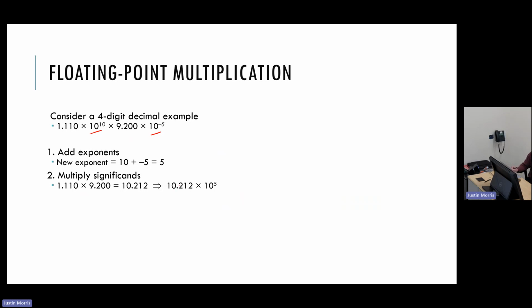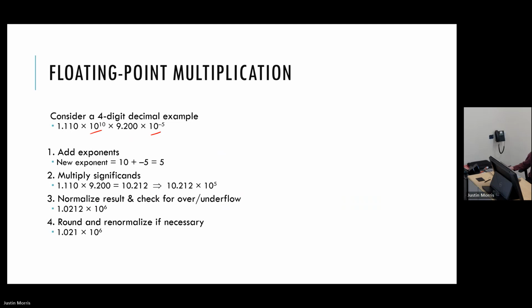So I would do this multiplied by that. I get 10.212 times 10 to the 5. Next step is, so in this case, what do I need to do? Normalize, and increase the exponent. And then if we want to keep the same 4 significant digits, what happens? I round, right? In this case, I round down.